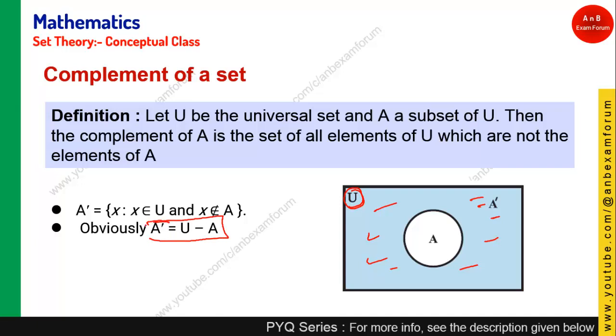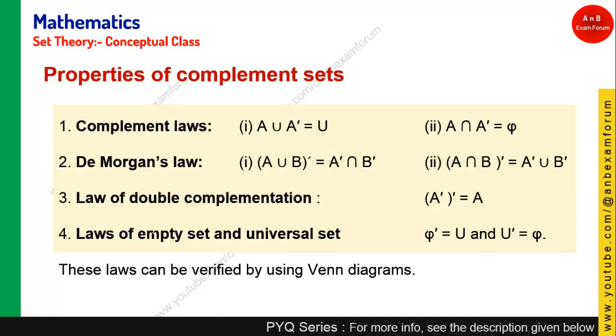If you see the properties of complement, the important one is De Morgan's law. The complement of A union B will be A complement, this complement will come here, this complement will come here, and this sign will be reversed. So it will be A complement intersection B complement. And the law of double complementation means if you have two complements, they will be nullified, so you will have set A only. All these laws which are given in this slide can be verified with the help of a Venn diagram.